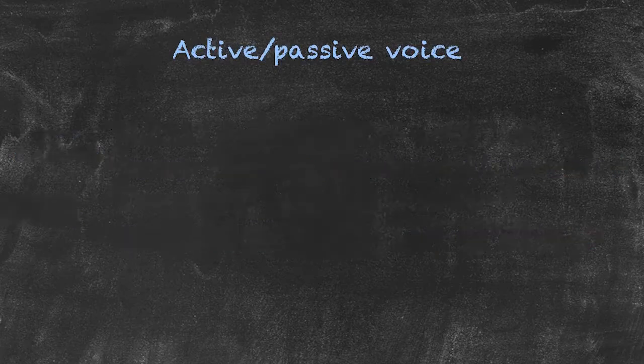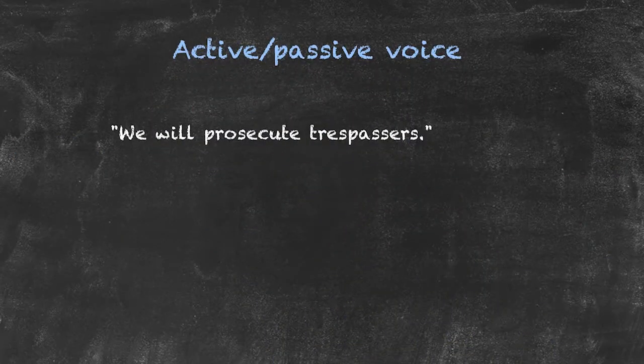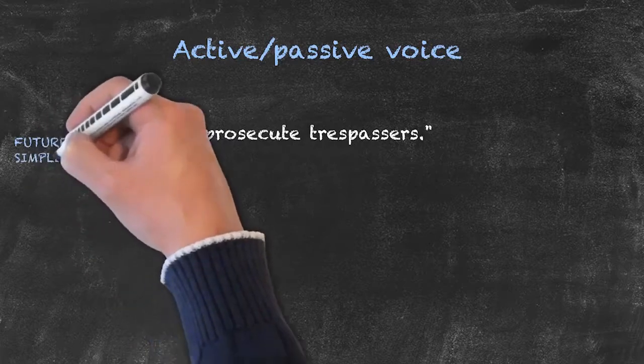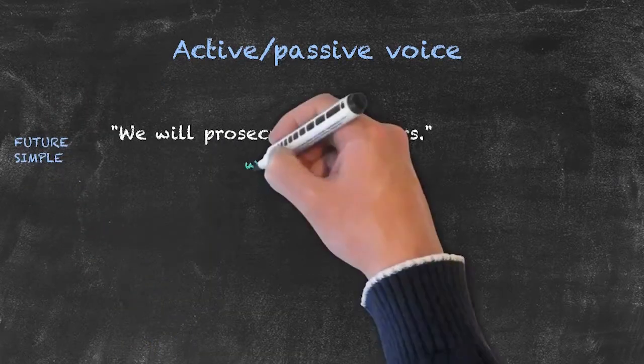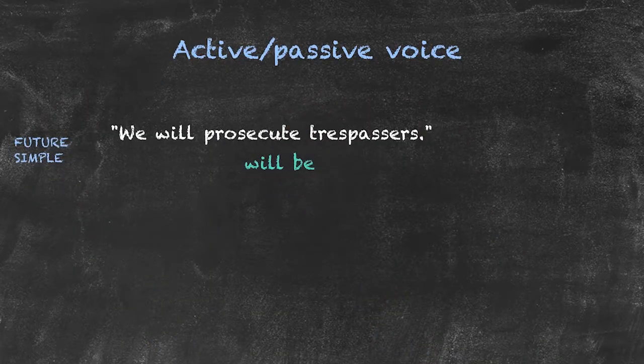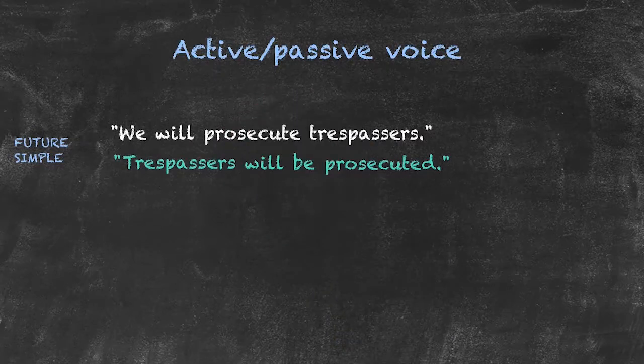Next is, we will prosecute trespassers. This is in the future simple tense, which is reflected in will be. Prosecute has changed to prosecuted, which is the past participle, and the object has moved to the subject position. Because who will be doing the prosecuting is unimportant, there is no need to finish the sentence here.